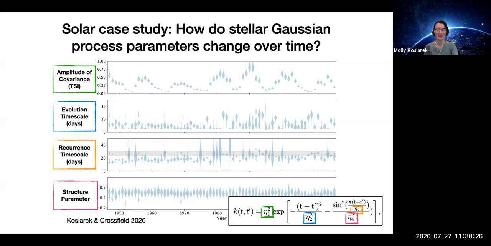But first, the last one is the structure parameter. I'm using a prior of 0.5 plus or minus 0.05. So this posterior is primarily reflecting this prior, so we're not going to discuss it further.